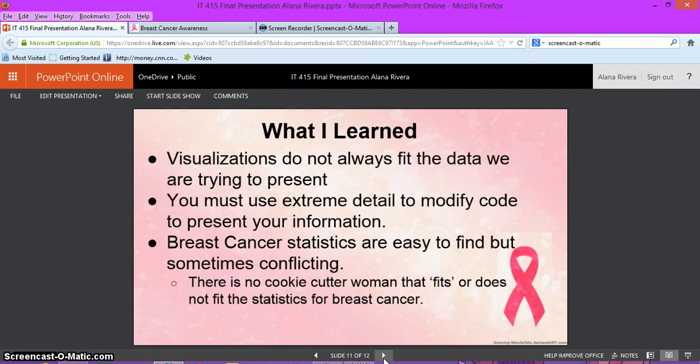So what I learned: visualizations do not always fit the data we're trying to present, and you have to be extremely detailed when modifying another code. Also, the breast cancer statistics that I did find were easy to come across. However, some of them were conflicting.